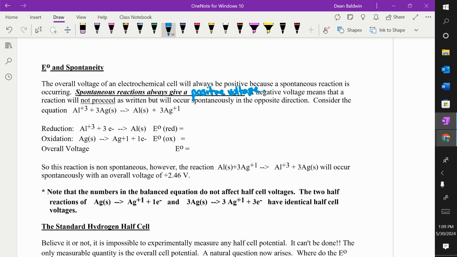If it's a negative voltage, it does not happen spontaneously. You can force it to happen, and we'll look at those types of cells. That's what we'll look at when we get back. Electrolytic cells, where you have to hook it up to a battery to drive the reaction.